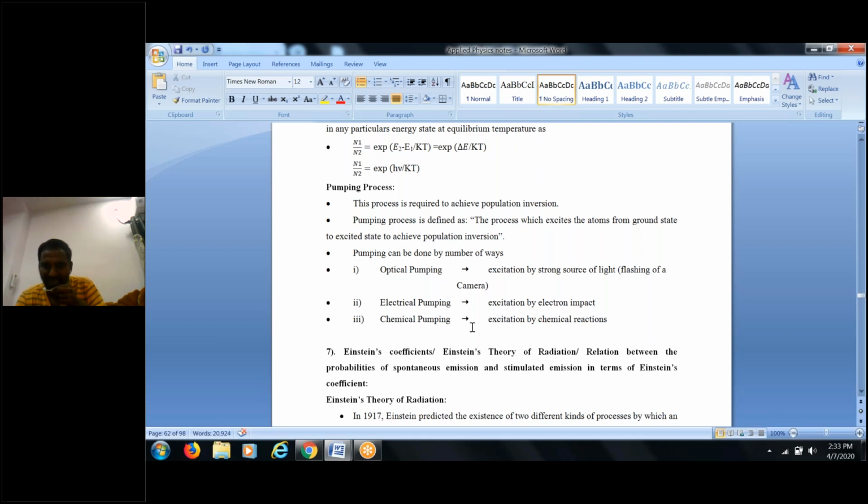Pumping is nothing but excitation of electrons from the ground state to the higher energy levels by conducting certain chemical reactions. The examples of pumping processes are optical pumping and chemical pumping. Finally, without pumping there is no oscillation.